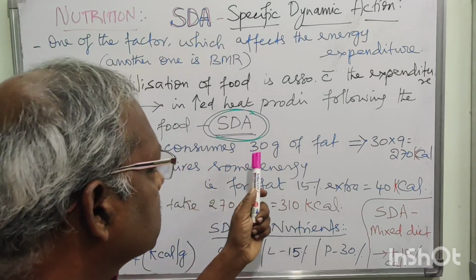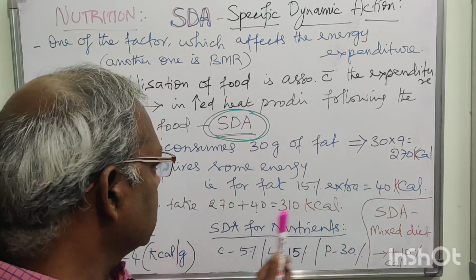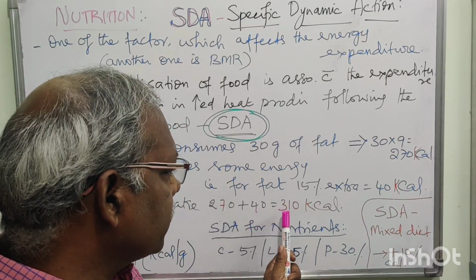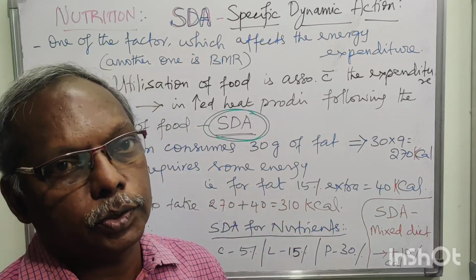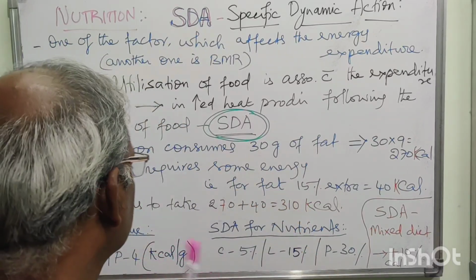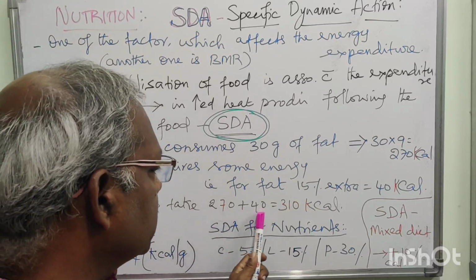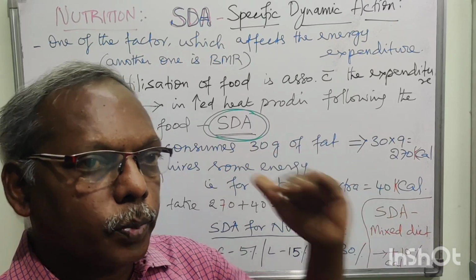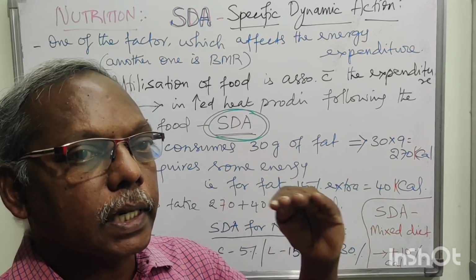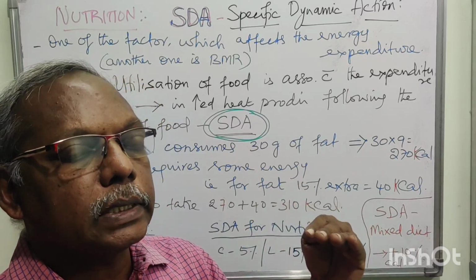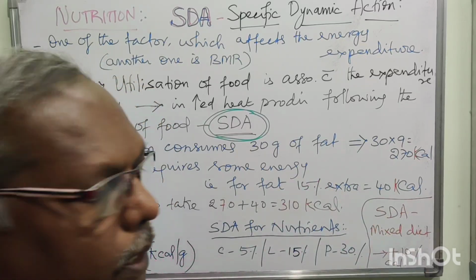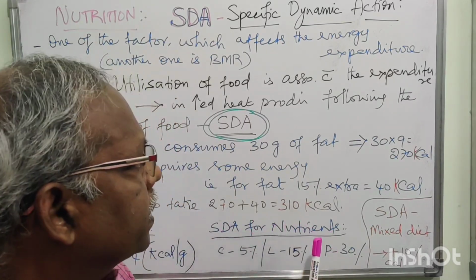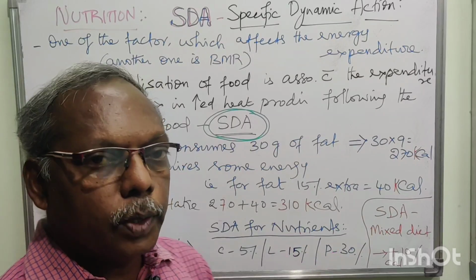So this 30 grams produces 270 calories and we have to give extra 15%, that is 40 calories. Totally 270 plus 40, 310 kilocalories he has to take. Like that, for carbohydrate, lipid and protein, you have to give some extra energy for your routine food digestion, absorption, transportation and storage. Don't forget to read about the calorific value and also the specific dynamic action for the 3 nutrients.